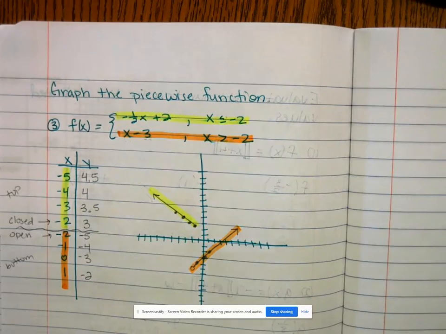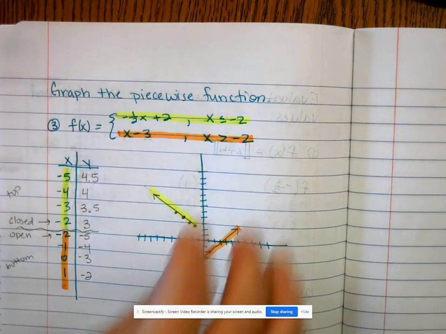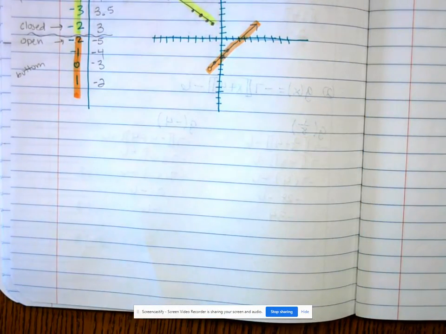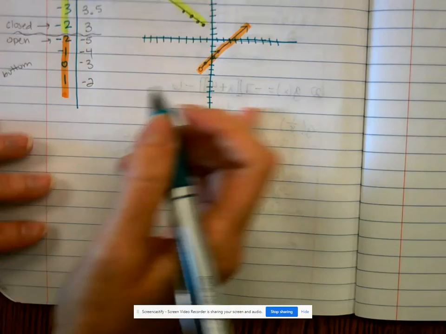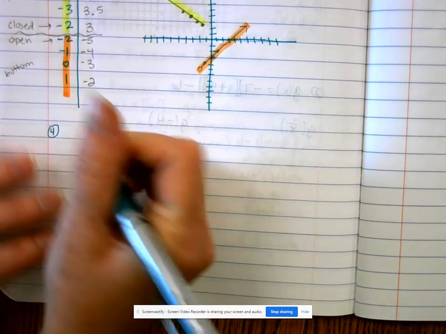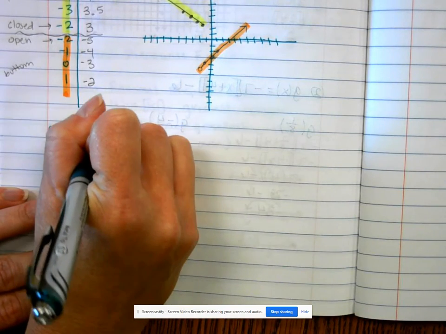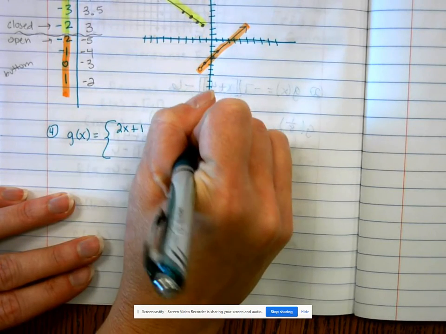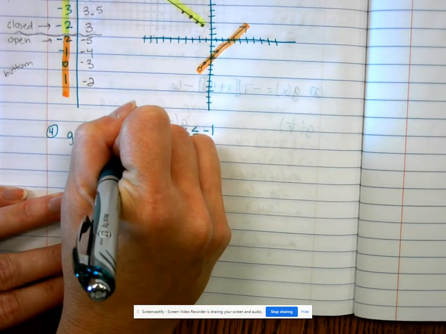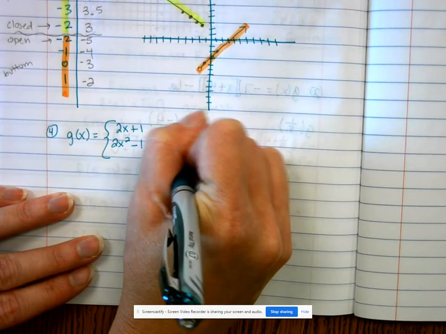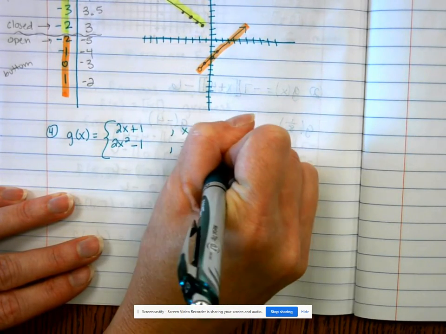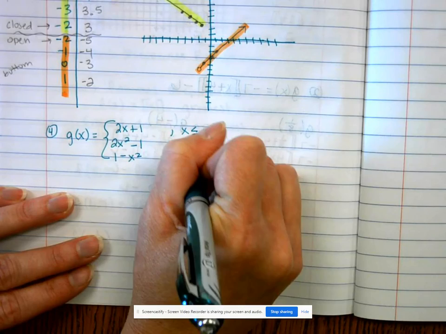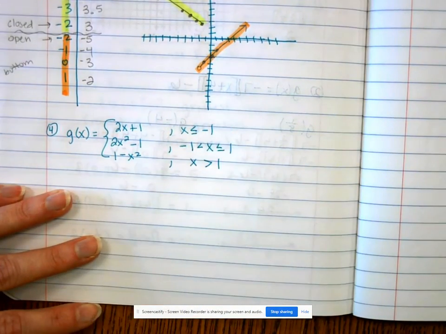All right, let's see if we can graph a second one. If you want to pause the video and see if you can do this next one by yourself, I'll tell you that it's a little more complicated, but I bet you can handle it. All right, so we have g of x. We have 2x plus 1 when we are less than or equal to negative 1. We have 2x squared minus 1 when we are from negative 1 to 1. And we have 1 minus x squared when we are from 1 on, so anything bigger than 1.